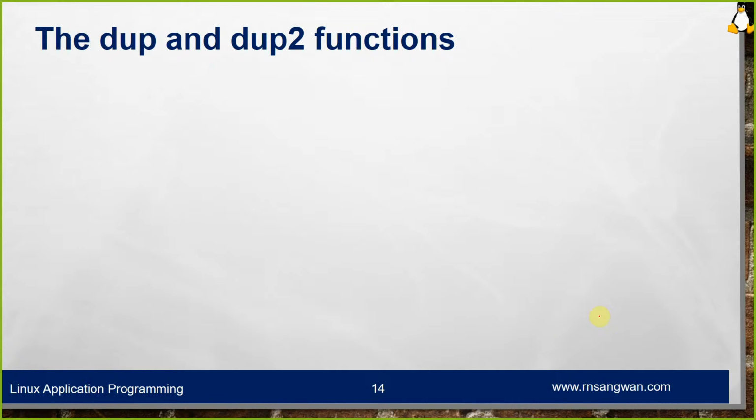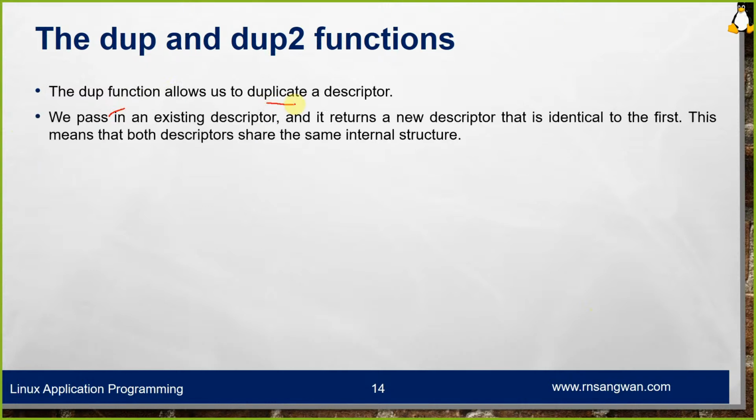The dup and dup2 functions. The dup function, or duplicate function, allows us to duplicate a descriptor. We pass an existing descriptor and it returns a new descriptor that is identical to the first. This means that both descriptors share the same internal structure.